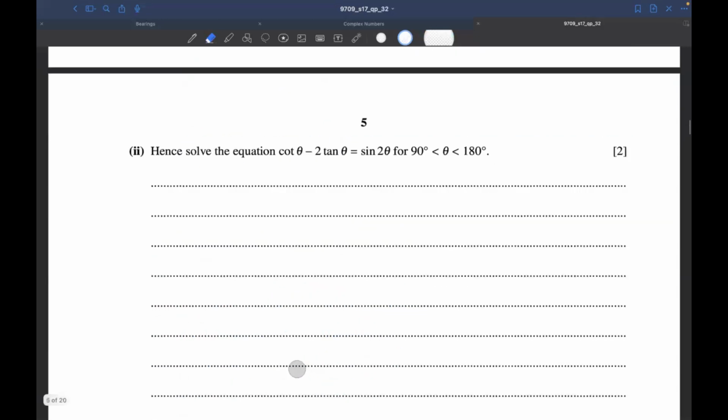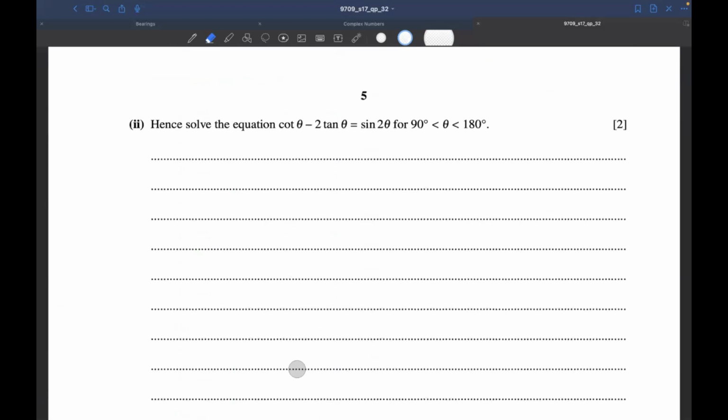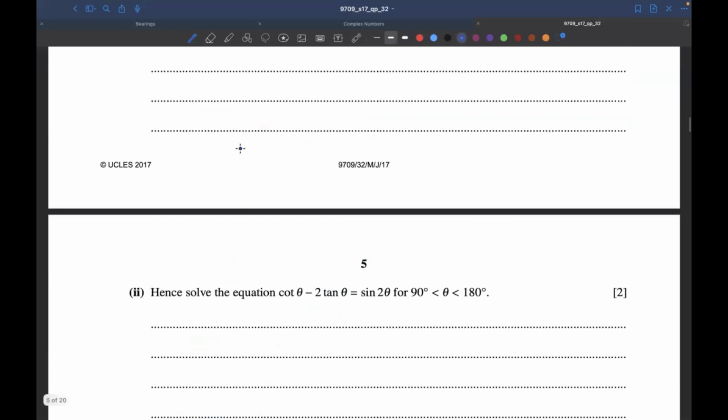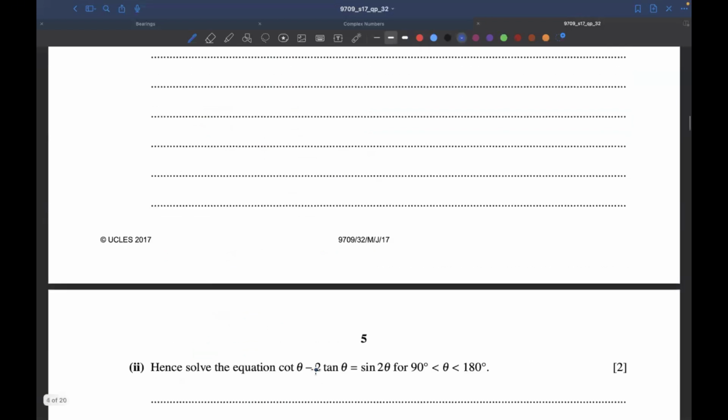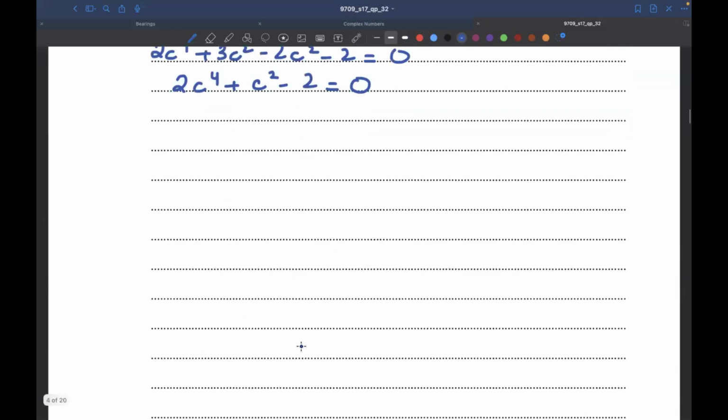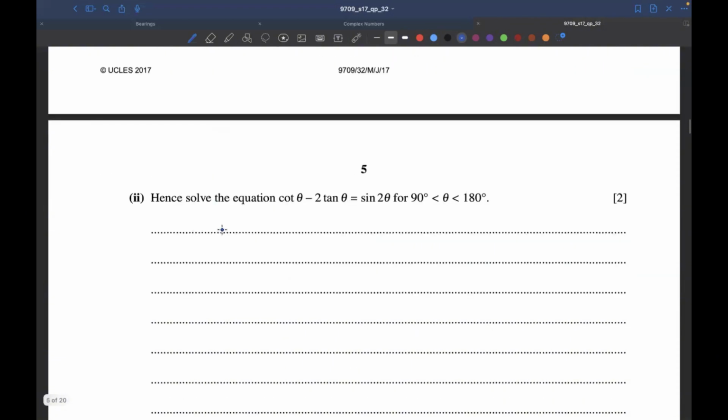In part 2, it says, hence solve the equation for theta between 90 and 180. Now we already have the equation for this term, so we'll get 2 cos 4 plus cos square minus 2 is equal to 0. Now we can write this as a quadratic equation. Let's say we write x is equal to cos square. We will get 2x square plus x minus 2 equals to 0.